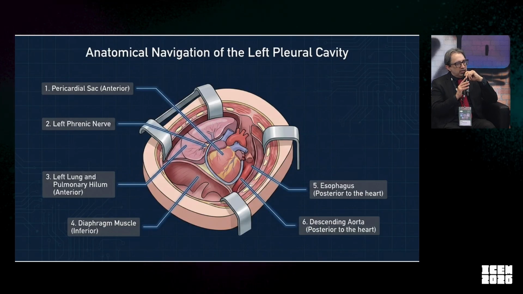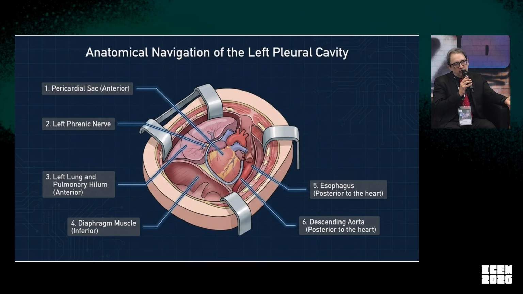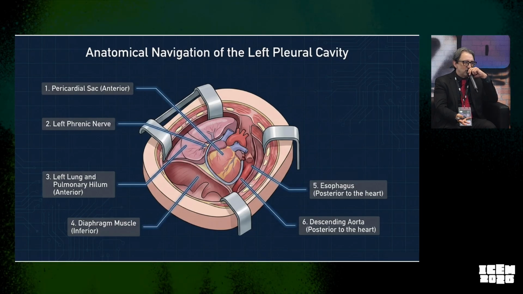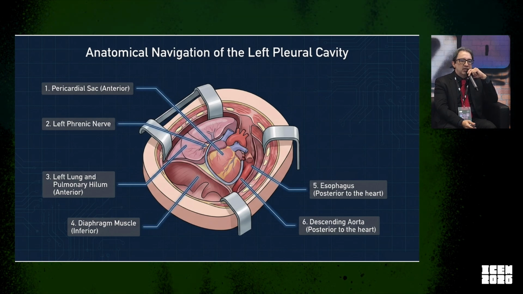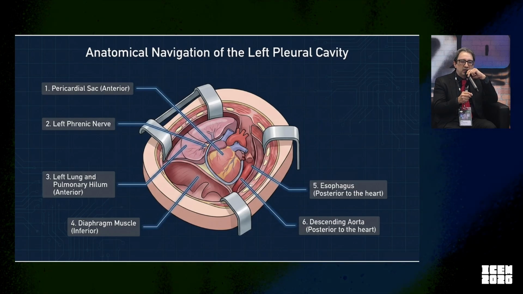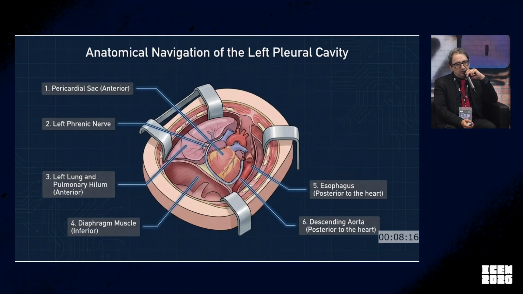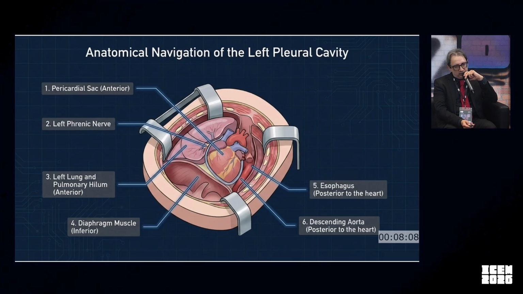The anatomical navigation is easy when you see it directly, and of course if you do it the first time it's not so easy, but when it becomes a frequent procedure in your emergency department, and when you train with simulation cases, you should identify the pericardial sac, the left phrenic nerve, the left lung and the pulmonary hilum, the diaphragm muscle, the esophagus, and the descending aorta posterior to the heart.